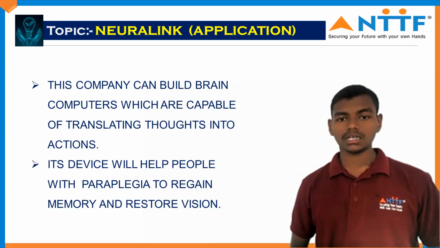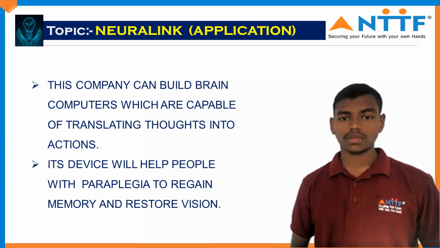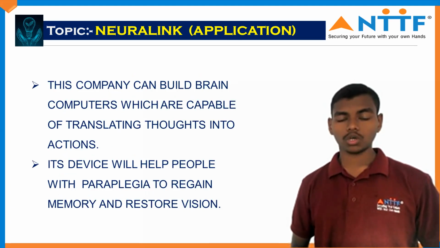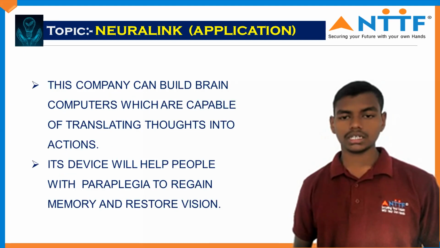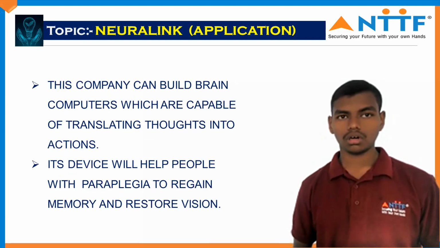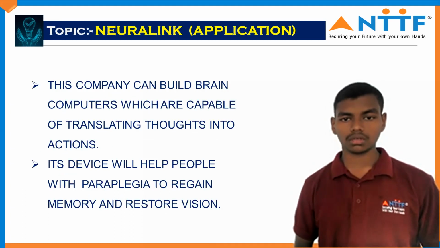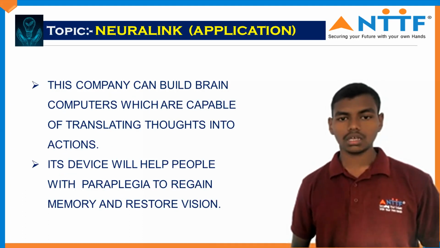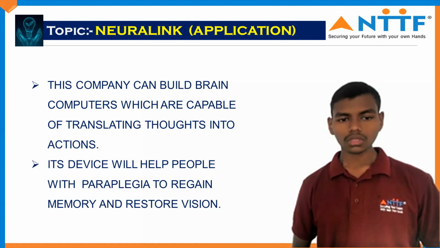This company can build brain computers which are capable of translating thoughts into action. Its neural device will allow people with paraplegia to regain movement and to restore vision. The word paraplegia means disease. It is a disease in which a human being can't move, talk, or even think. So because of its neural device, an individual will be able to regain vision. Also, he can talk, he can think, he can move.